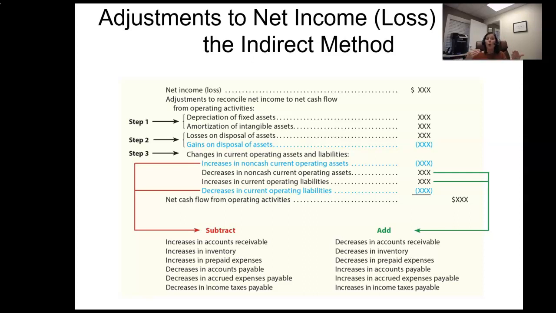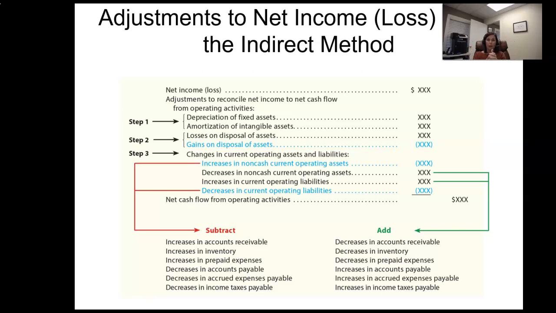Now, we subtracted depreciation on the income statement in order to get to our net income. But if we want to work our way back to what a cash basis would be, depreciation is a non-cash activity. So we're going to add back in our depreciation expense. Similarly, any amortization on intangibles as well.